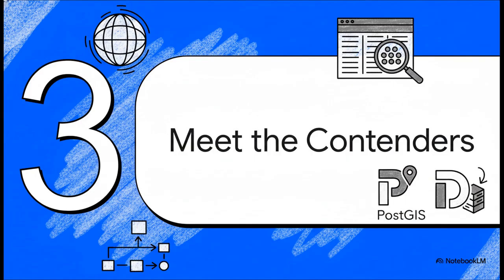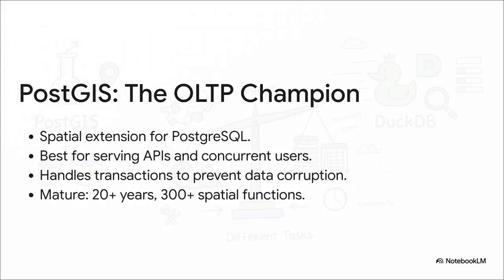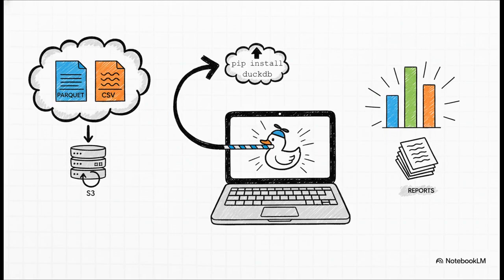Now let's bring our 2 contenders into the spotlight because they are basically the poster children for each of these approaches. In this corner, we have PostGIS. I mean, it is the undisputed heavyweight champion of transactional spatial data. It's the spatial extension for Postgres, it's been around for over 20 years, and it's designed to be the bulletproof backbone of your application, handling tons of users all reading and writing at the same time without ever corrupting your data. And in the other corner, the scrappy challenger, DuckDB.